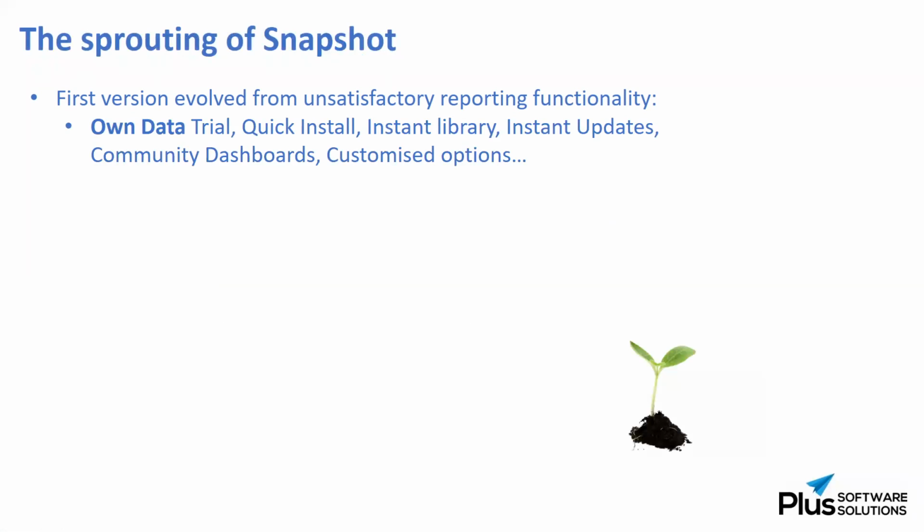So Snapshot launched with an ability to trial on your own data. There was a downloadable quick install. You had an instant library, which returned a return on investment immediately. The updates were online and instant. And customers could get community dashboards. And then further to that, if they wanted a dashboard, they could get a custom dashboard. This functionality was only available from Plus Software.